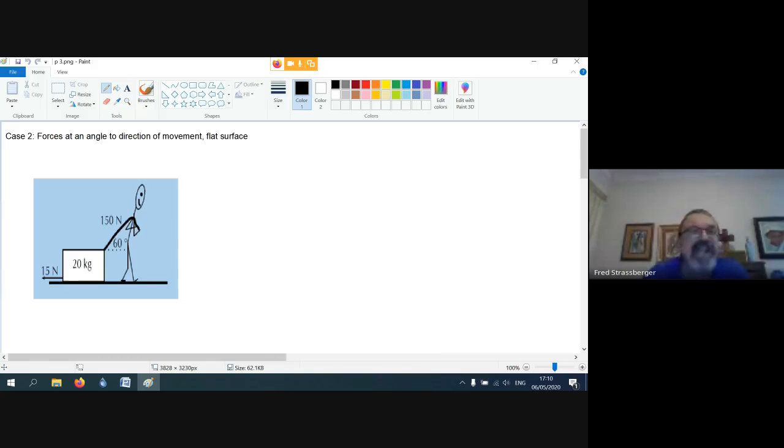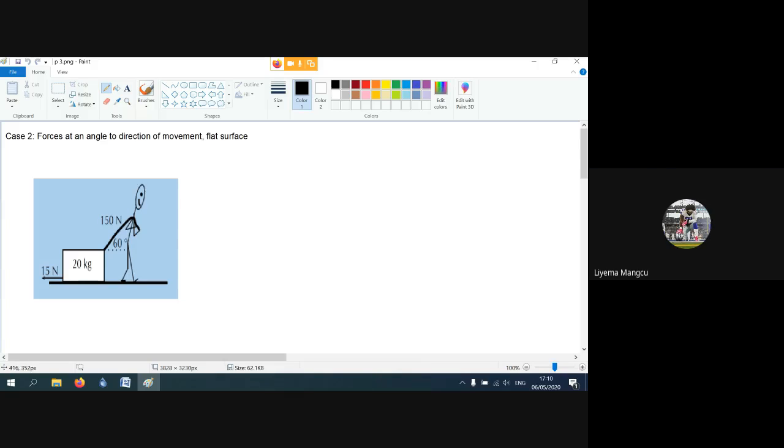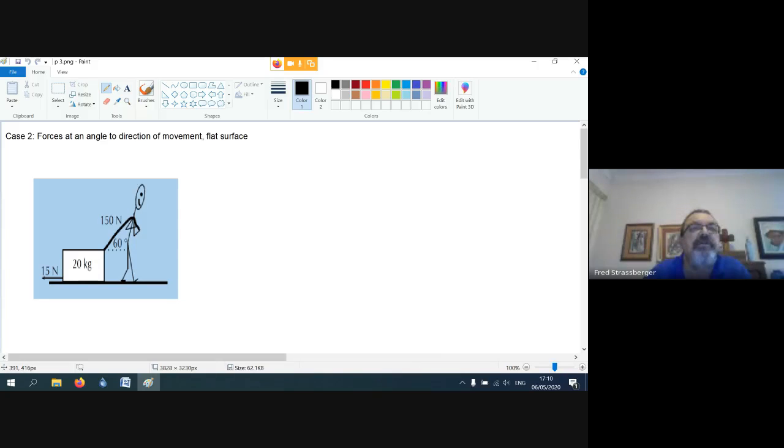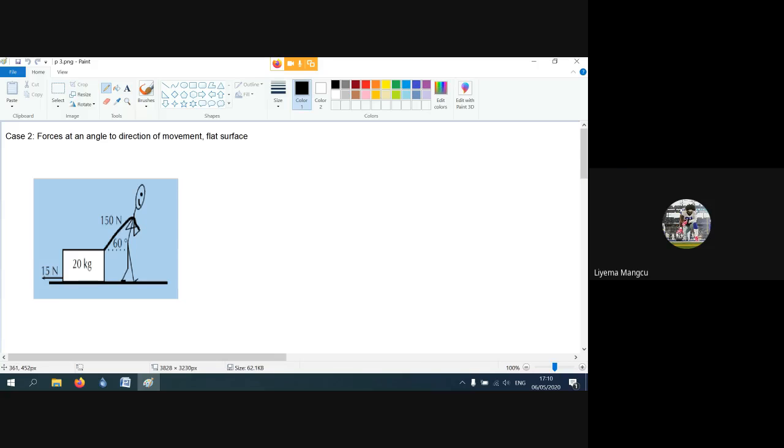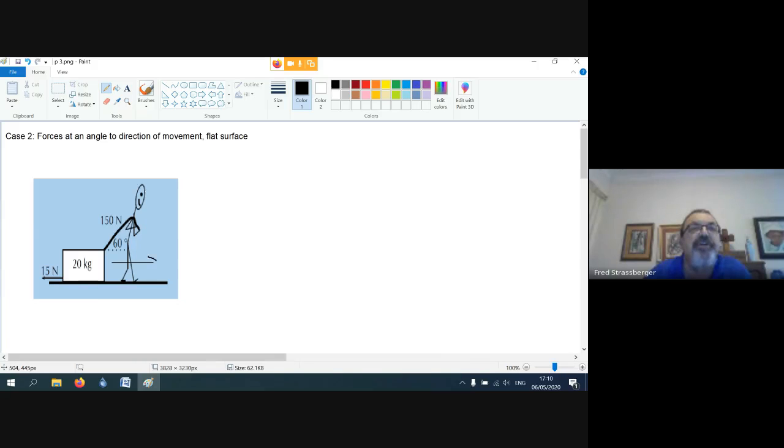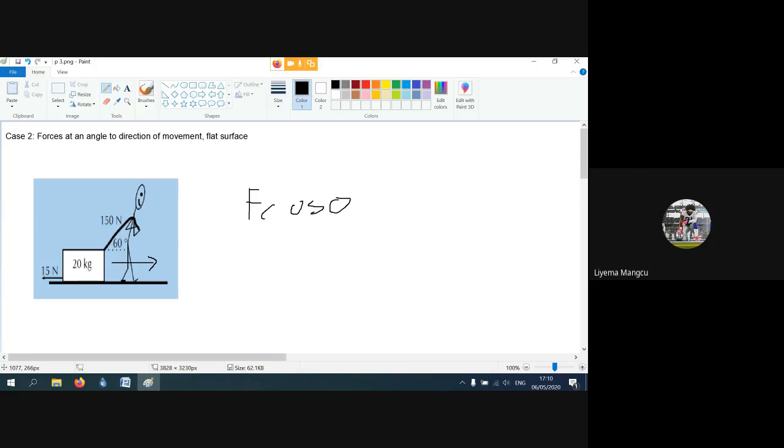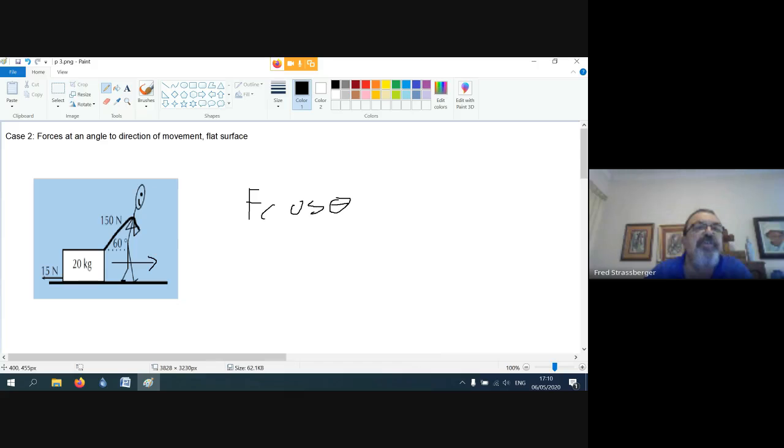If it's at an angle, then you need to work out the component of the force which is parallel to the direction of the movement. The way we do that is F cos theta, where theta is always the angle between the direction of the movement and the applied force.